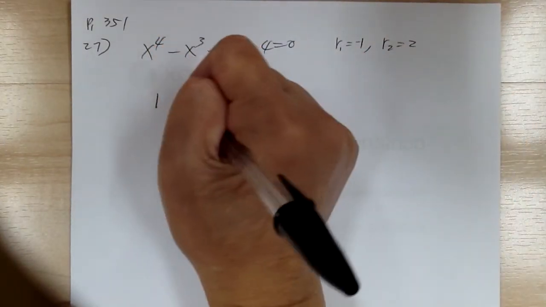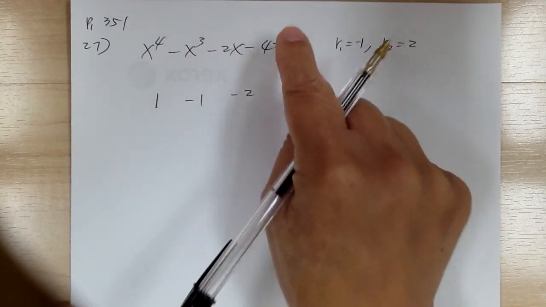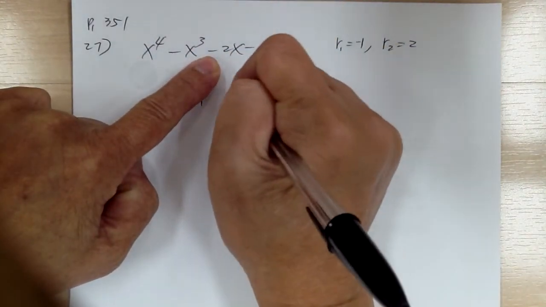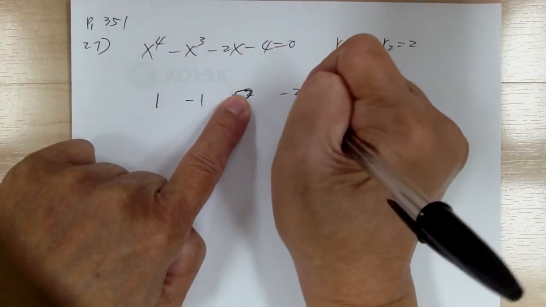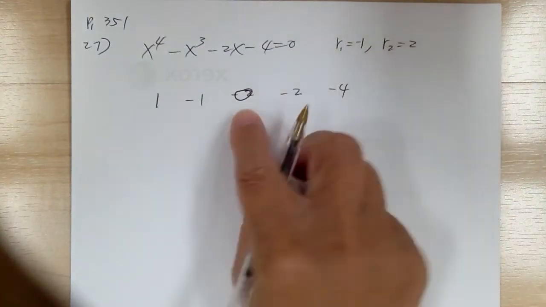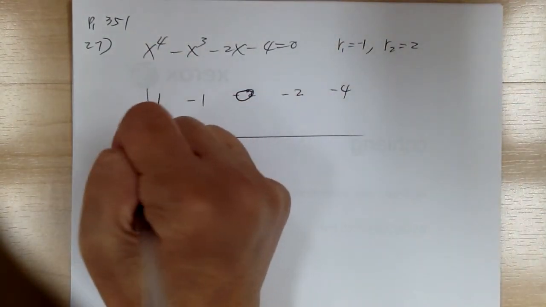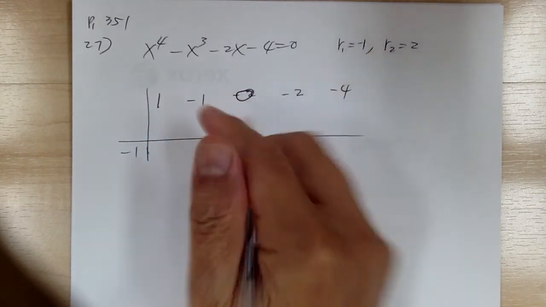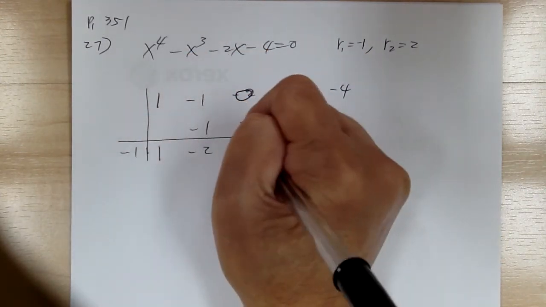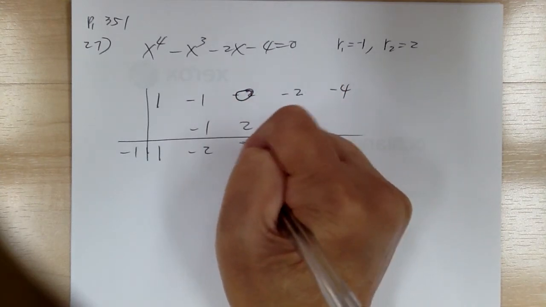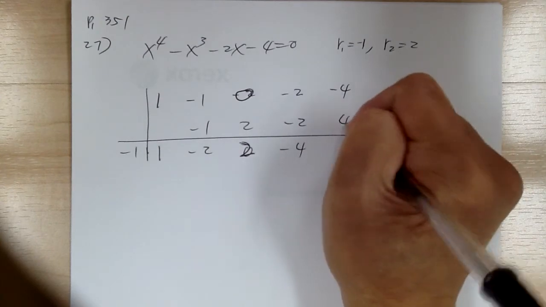So you're going to get 1, -1, 0, -2, -4. Okay, 4 power, 3 power, 2 power, 1 power, 0 power, so make sure there's a 0 over here for the missing x^2 term. Okay, so I'm going to divide by the first one, divide by -1. So you drop, multiply, you add, multiply, you add, multiply, you add, multiply, you add.